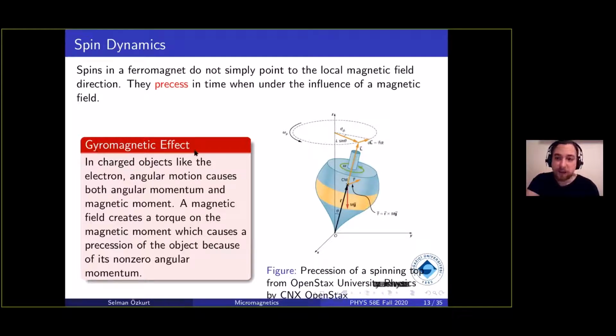And the gyromagnetic effect here describes why spins behave exactly in the same way or a very similar way to a simple spinning top. It is because it has a magnetic moment and an angular momentum associated with it, and they are related to each other. So a magnetic field creates a perpendicular torque in the same manner gravity creates a torque in a spinning top, but it does not really alter the size of the angular momentum, which like the magnetic moment itself is perpendicular to this torque.